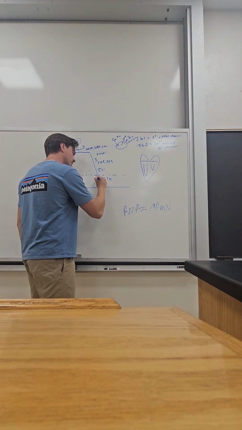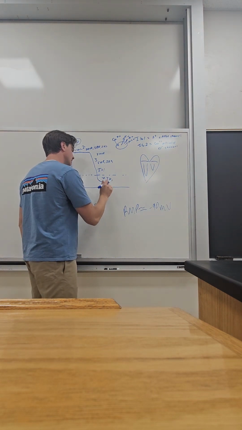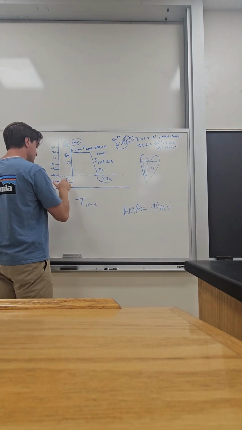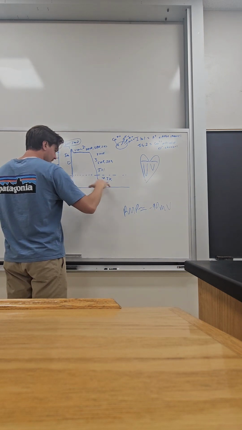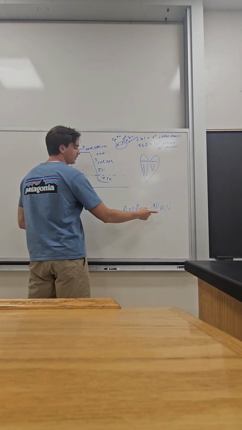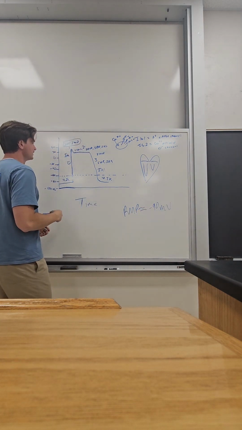I'll make that a little deeper. So yeah, that is how action potentials work in pacemaker cells. So just to go over, we have potassium channels maintaining our negative 90, close to the equilibrium for potassium, maintaining our negative 90 millivolts.